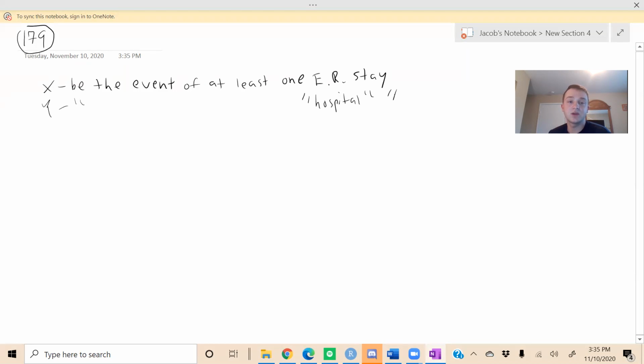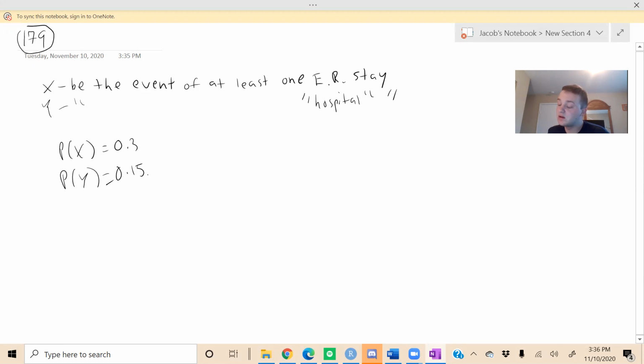Okay, so we're told that there is a 0.7 probability that there will be no emergency room stays. So we know that the complement of that would be our event X, which would be the complement of having no emergency room stays, is obviously having at least one. So we know the probability of X is equal to 0.3. Same idea for Y. So we know that the probability of not having a hospital stay is 0.85. So in this case, the event of having at least one hospital stay would be 0.15.